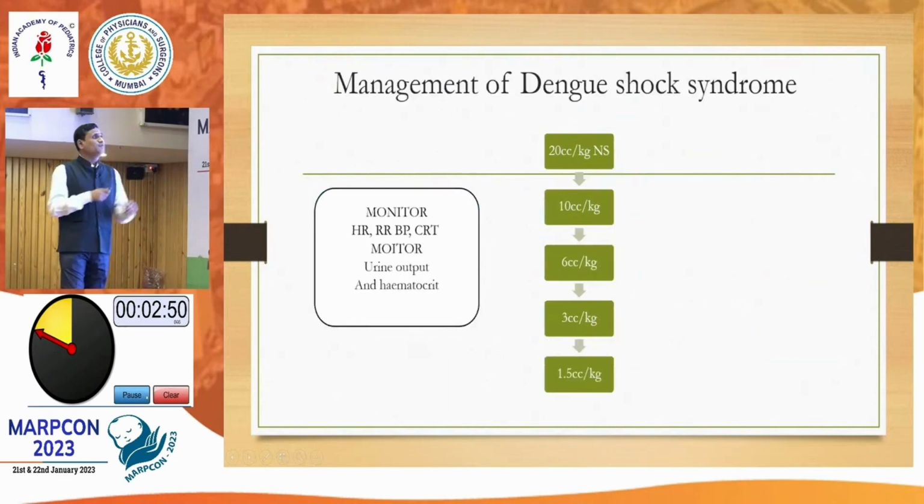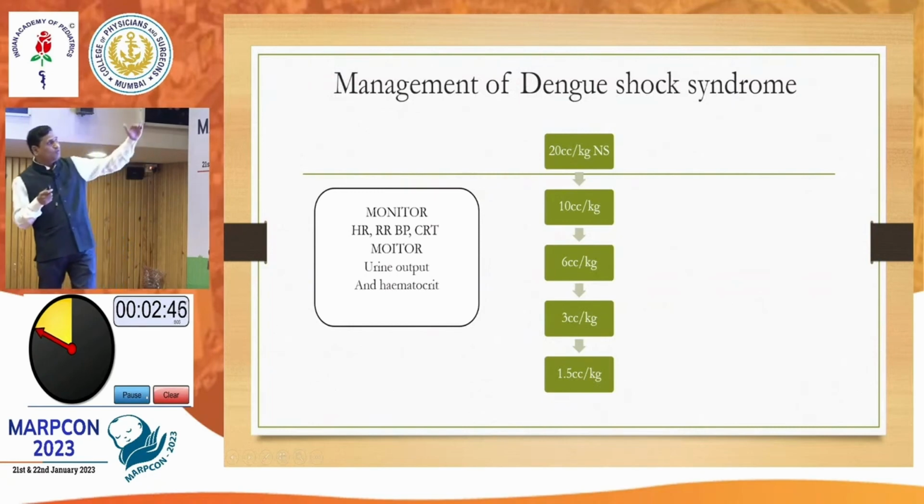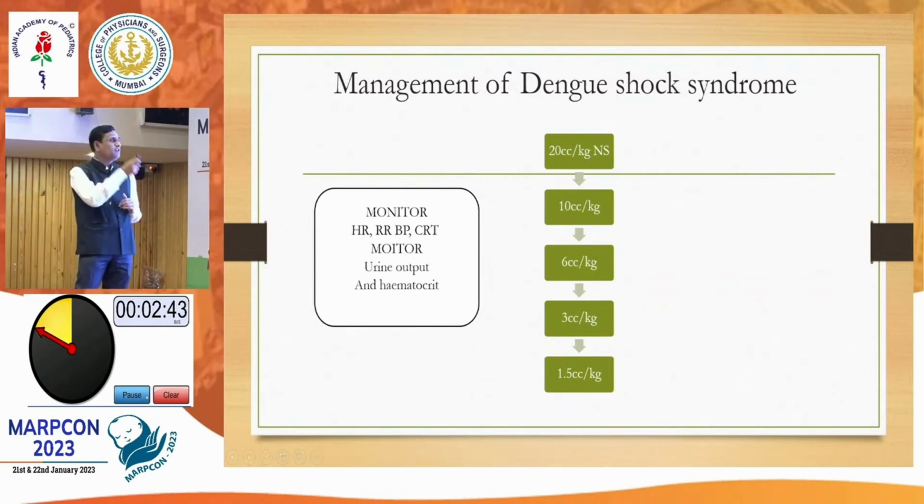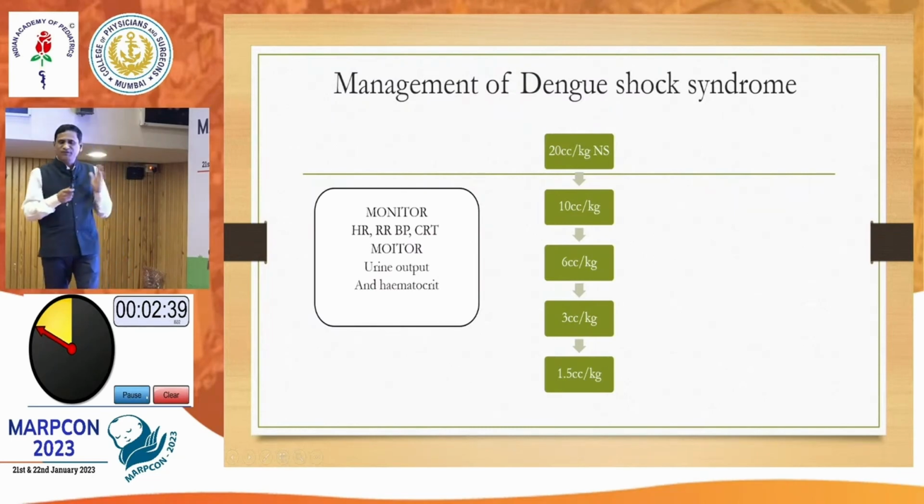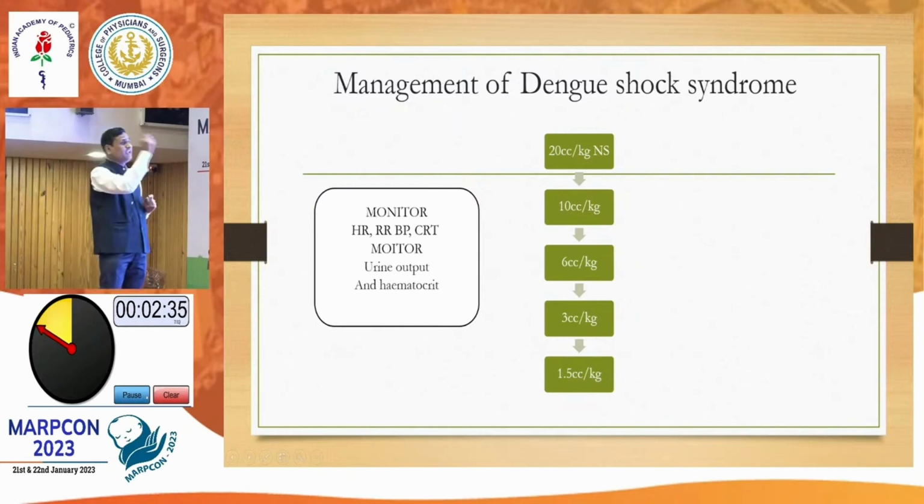Then if the child is improved with 20 cc per kg per hour, you have to step down the fluid to 10 cc per kg per hour, 6 cc per kg per hour, 3 cc per kg per hour, then 1.5 cc per kg per hour. You don't jump directly from 20 cc to 3 cc when the child is improved. You have to titrate the fluid stepwise.